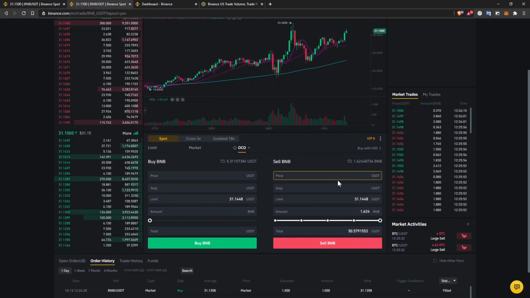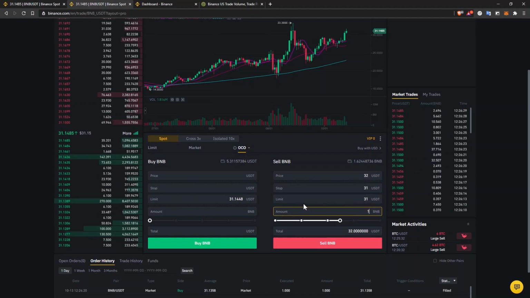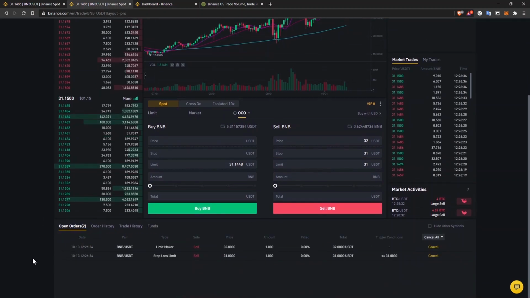So let's say I want to sell it at $32 for 1 BNB, but in case the price drops below 31, remember that I bought it at 31.13, I want to sell it at 31, and I want to sell only the 1 BNB that I bought. And if I click sell BNB here, you can see 2 trades that were created. One will sell if I'm in profit at 32, and the other will sell at 31 only when the price drops below 31.